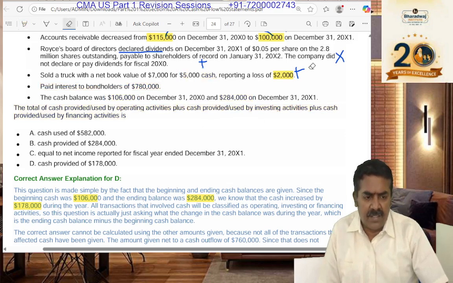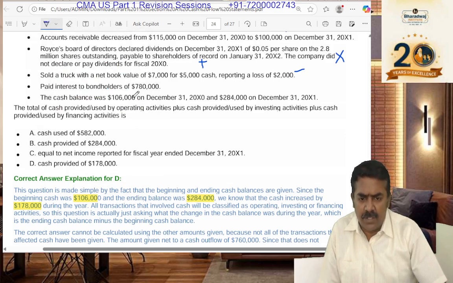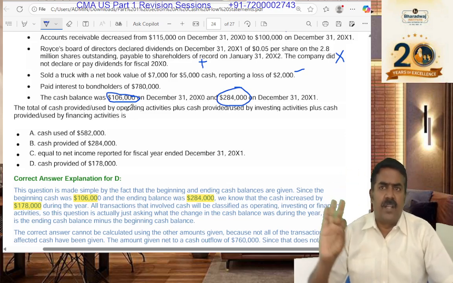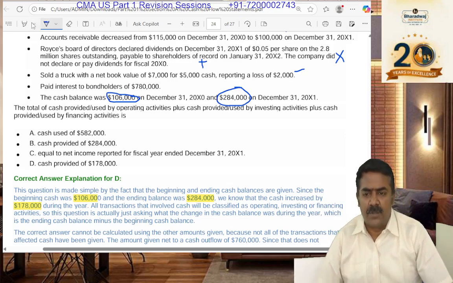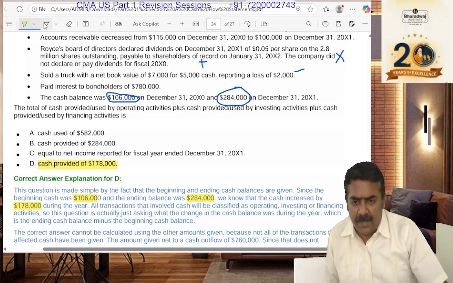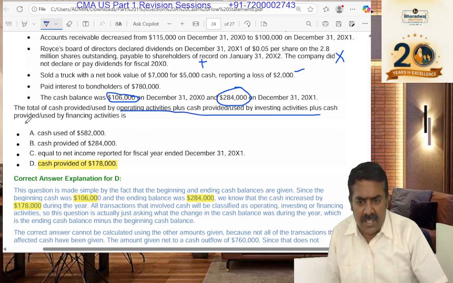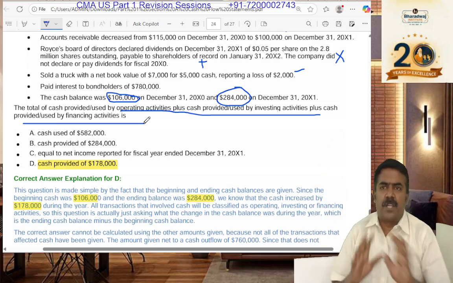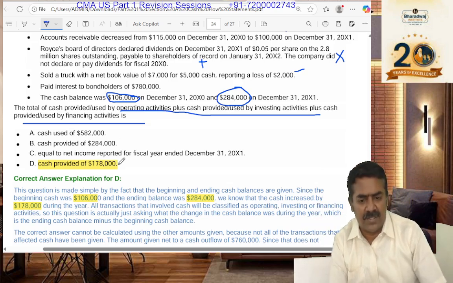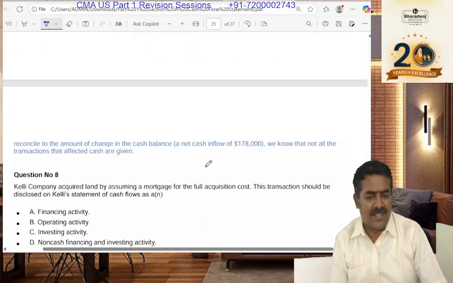Why should we do all these things? The end result of all the three activities is the difference in cash and cash equivalents. What is the opening balance of cash? 1,06,000. What is the closing balance of cash? 2,84,000. The net result of operating, investment and financing activities is the difference between opening and closing cash balance. So 1,78,000. They don't ask you separately. They ask you operating plus investing plus financing activity. The difference between opening and closing balance is nothing but the net change in cash and cash equivalents, 1,78,000. All other things don't matter.